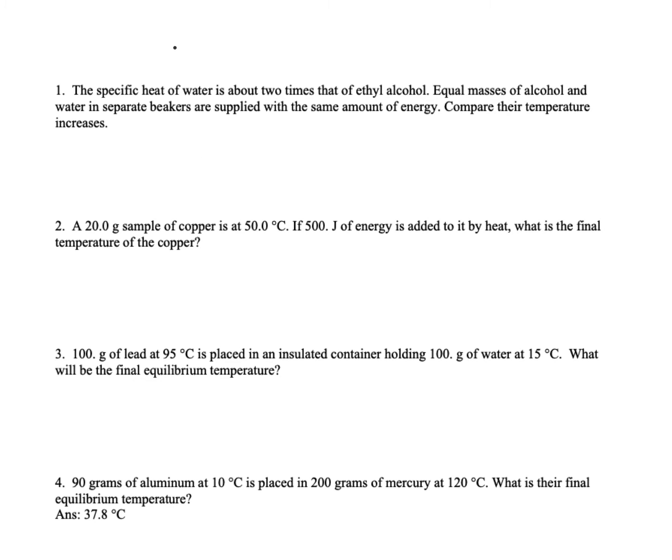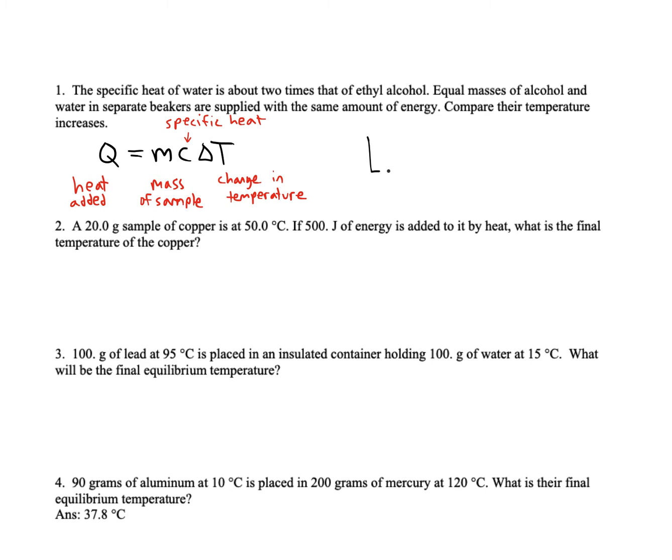So the formula for this specific heat would be Q equals mc delta T, where Q is the heat added, m is the mass of the sample, c is going to be the specific heat, and delta T is the change in temperature.